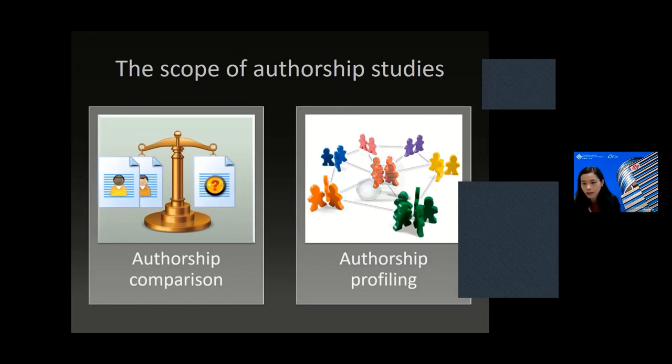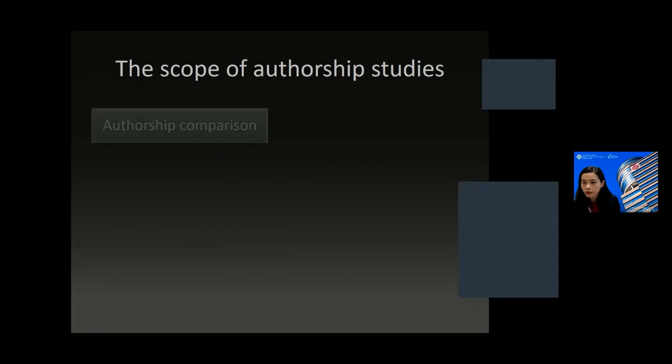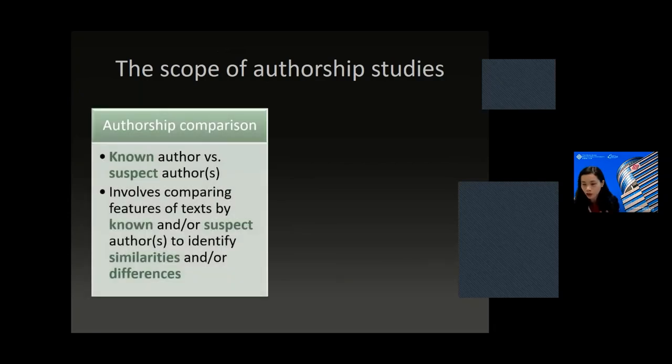Authorship comparison is to do with when you know one of the authors. Let me show you. When you have some documents and you know at least one author, it means that for the documents you have, you know that some of them at least have been created by one author that you know. Then you want to compare this known author with the suspect author. There are other texts that you are not sure who the author might be, and you want to compare these texts with the texts that you already know have been produced by a particular person.